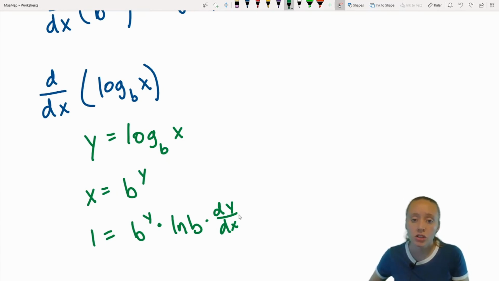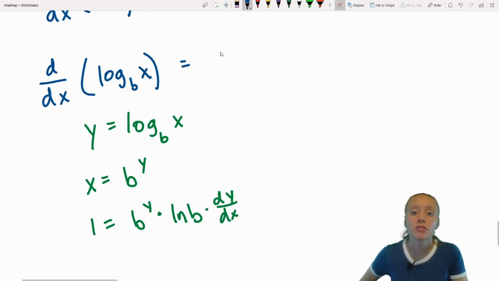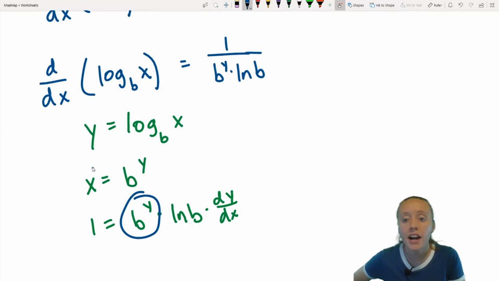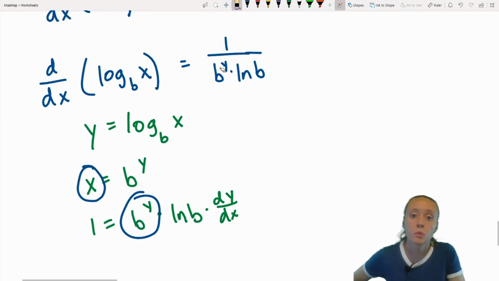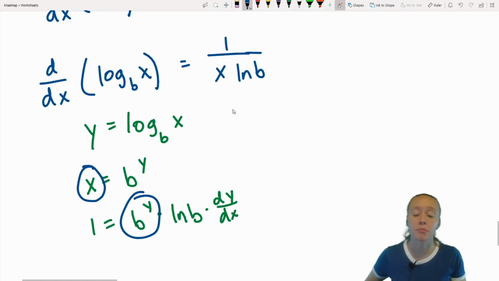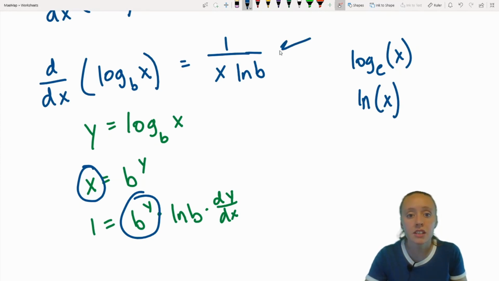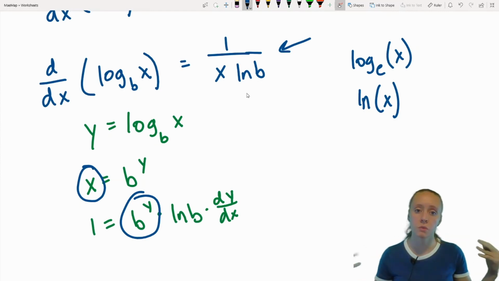So simplifying this down, solving for dy/dx, that's just going to be, writing this back up for my log derivative, 1 over b to the y times the ln of b. But what was b to the y? b to the y was x. So this is 1 over x ln of b. And that's the derivative of log with a different base, which makes sense because remember, log base e is that ln. So if we have the log base b of x, that's the same as the ln of x. If we were to plug that into this formula here, that would be 1 over x ln of e, which the ln of e is 1, to leave us with 1 over x.